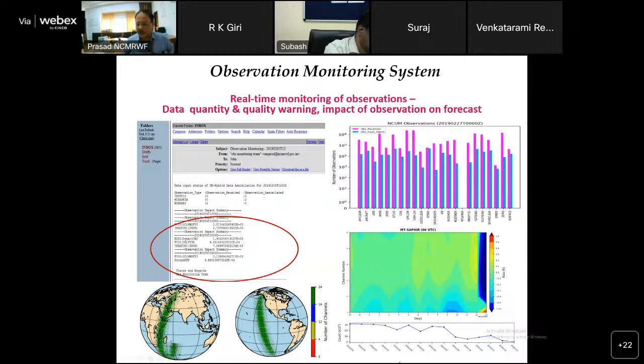You can see around November 2019 in this chart, a data quality problem was noticed and notified, and it was rectified. Like that, maintaining the quality of the satellite sensors is always taken up.